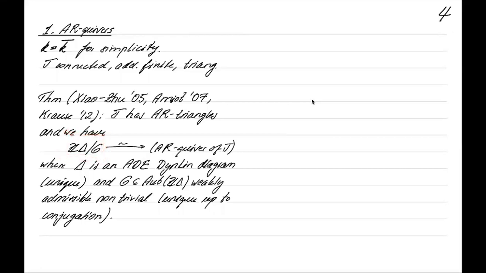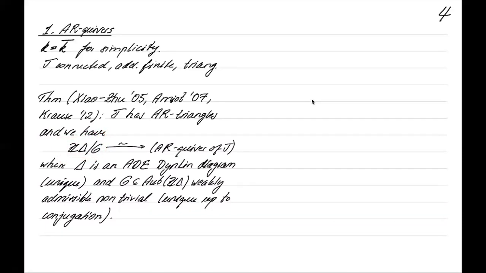an orbit quiver, where delta is an ADE Dynkin diagram, which is unique. And G is a group of automorphisms, a weakly admissible group of automorphisms. If you don't remember what weakly admissible was, you can have a look at the glossary at the end, but it does not play such an important role for the moment. So we get certain orbit quivers, and we may ask whether all of them appear, and that is actually the case.